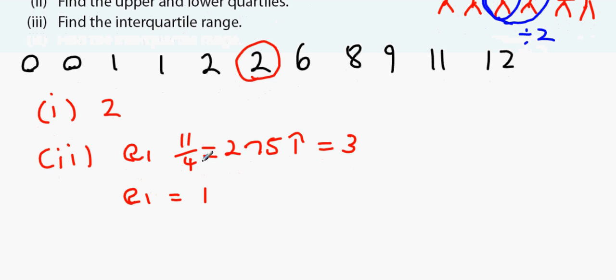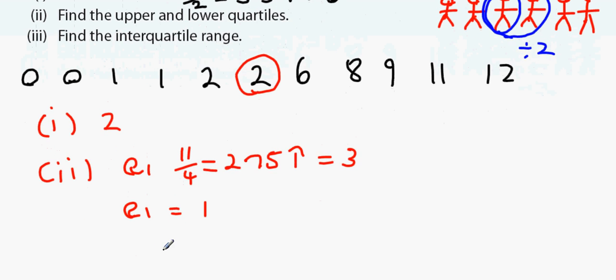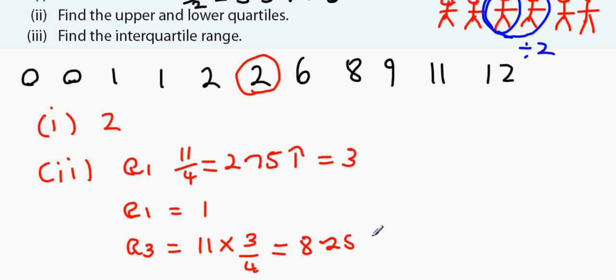The next thing we have to find out is the upper quartile. So let's find the upper quartile. The upper quartile is referred to as Q3, which means 3/4. So we're going to multiply 11 people by 3/4, and when we multiply 11 by 3/4, we get 8.25. And this rounds up to be the 9th person.